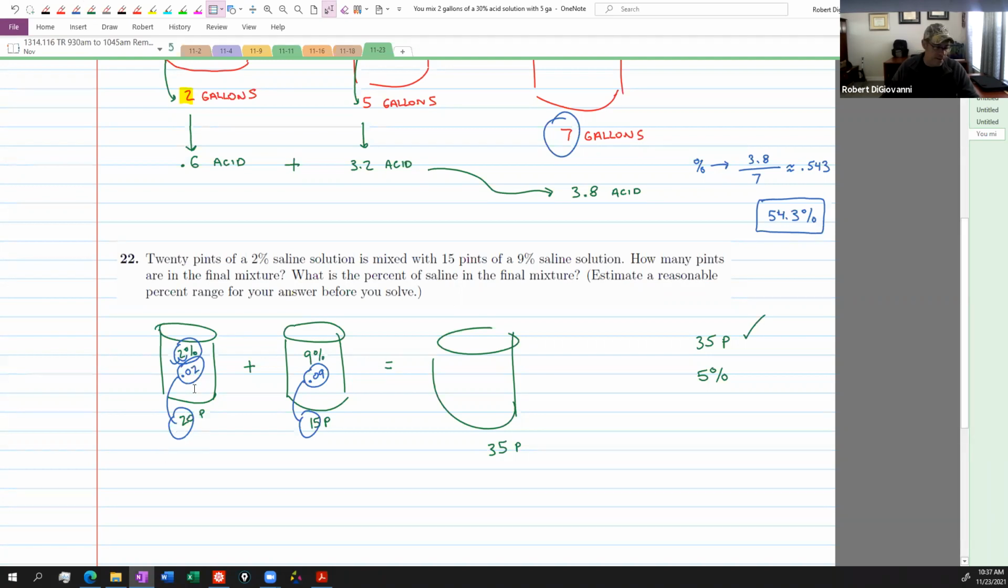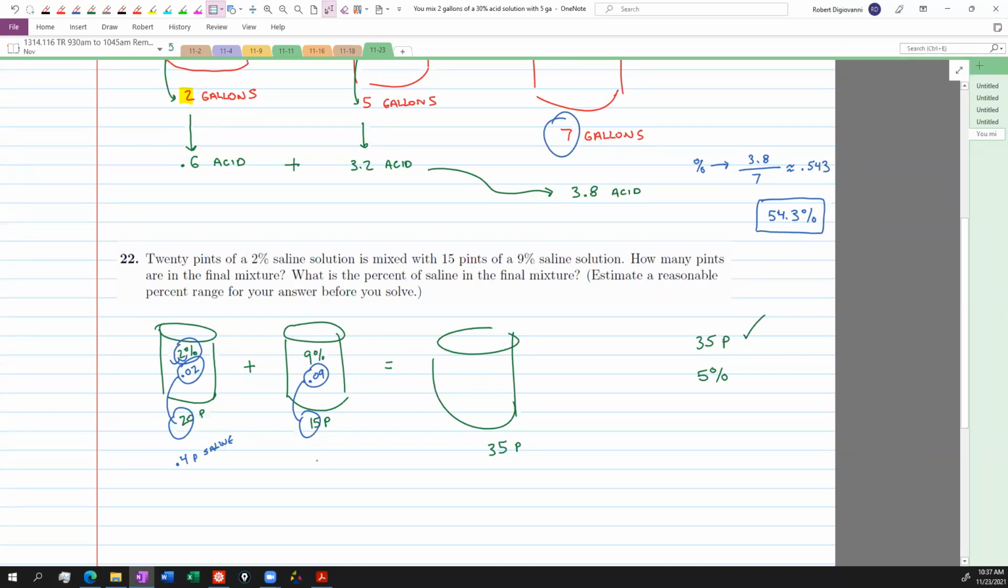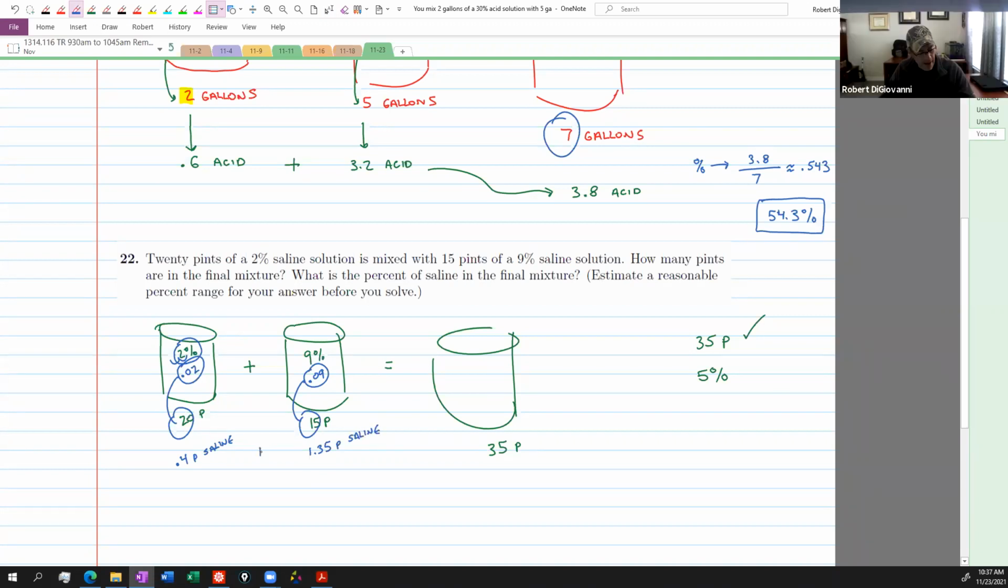This might be where people made the mistake if they didn't do the 0.2. I got 0.4, right? You get 0.4 pints of saline. And then here, when you do this one, what do you get when you do 0.09 times 15? 1.35. Yeah, 1.35 pints of saline here. So when you add those two up, you should have how many pints of saline? 1.75. Yes, pints of saline.